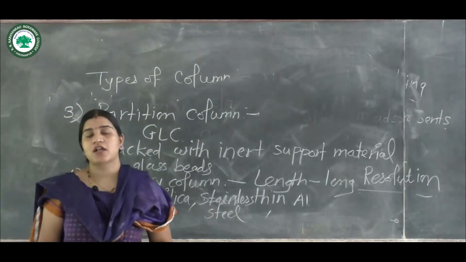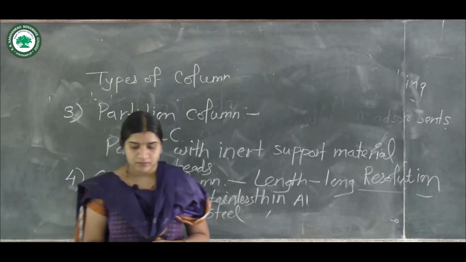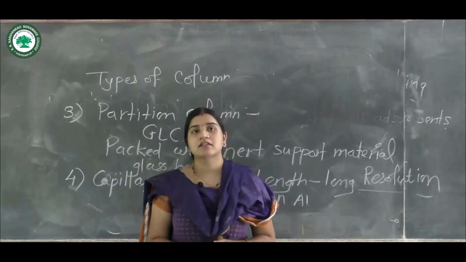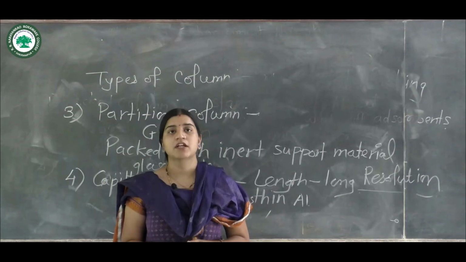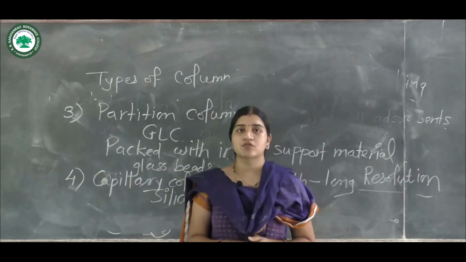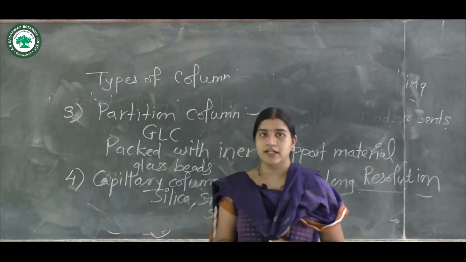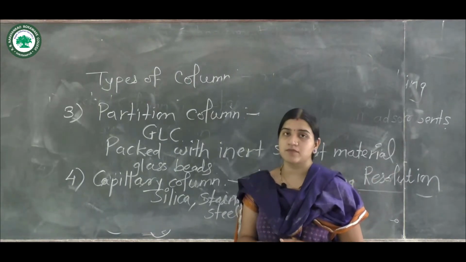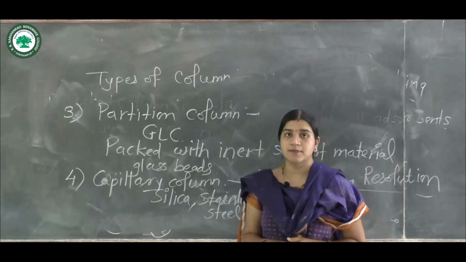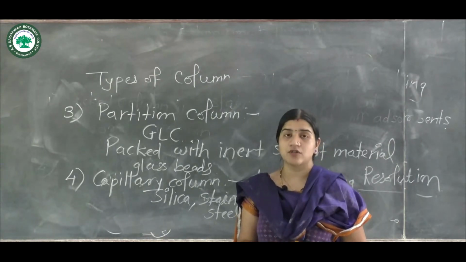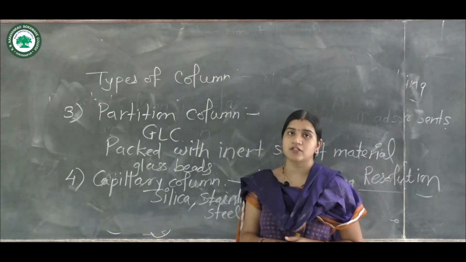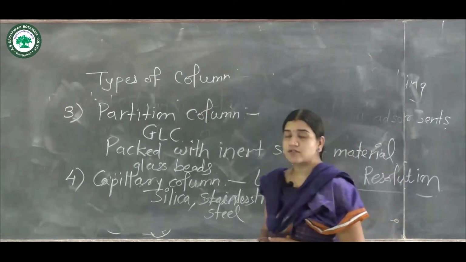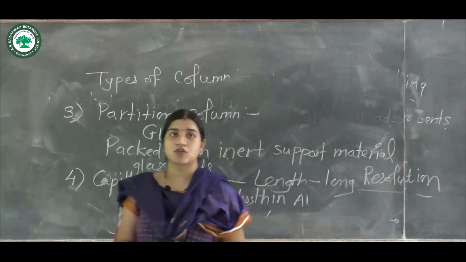As far as columns are concerned, the column of a gas chromatograph is considered the heart of chromatography. So the column plays the most crucial role in chromatographic analysis. In gas chromatography, there are 4 types of column. The first one is the packed column, the second one is the adsorption column, the third one is the partition column, and the fourth one is the capillary column. So this is all about the different types of column.